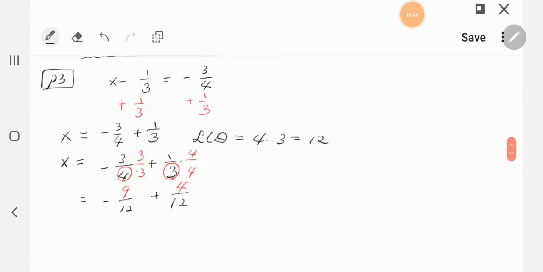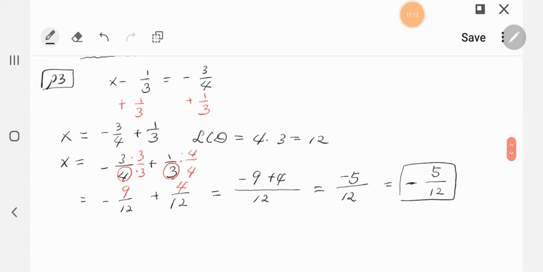So since the denominators are the same, we can add the numerators. The numerator is negative 9. This is negative, not 9, negative 9 plus 4. So the denominator is 12. The numerator is negative 5. So you can put the negative sign outside of the fraction. So negative 5 over 12. So this is the solution.